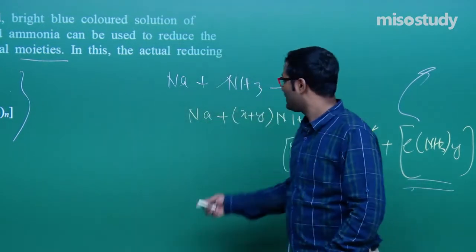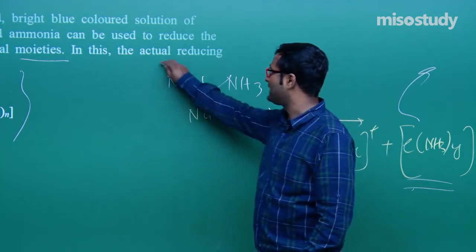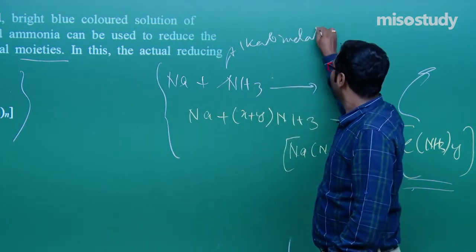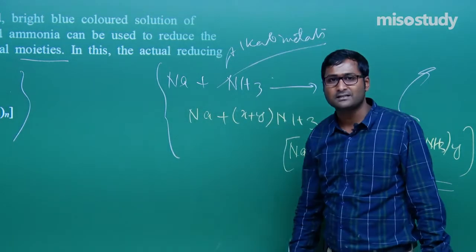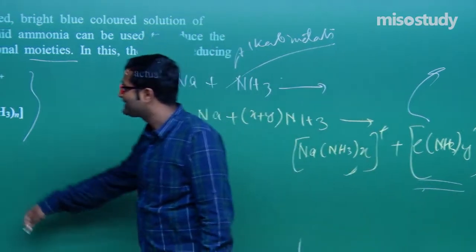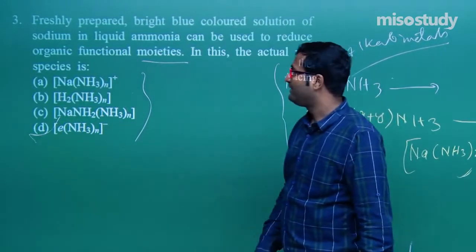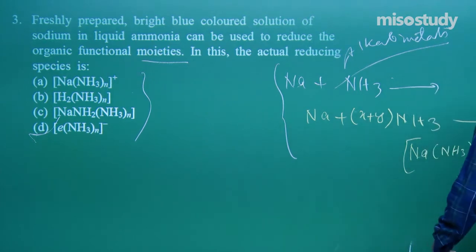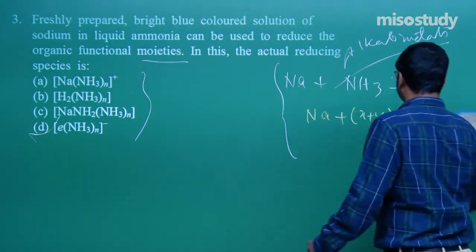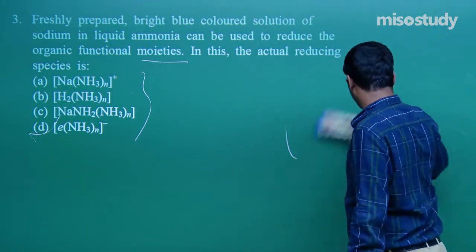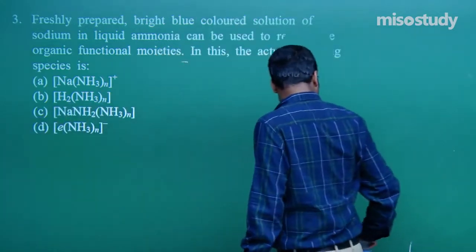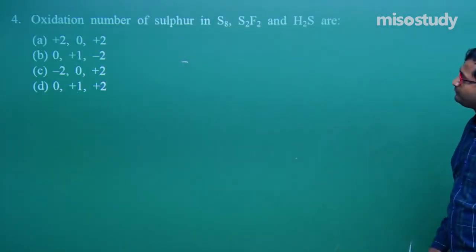Clear? This is one of the best reactions, as I have discussed this reaction in the chapter on alkali metals. Remember this? So for this, the answer is solvated electron. Clear? Now I am going to rub this part and we'll discuss the next question. Wait for a moment. The next question is question number 4.